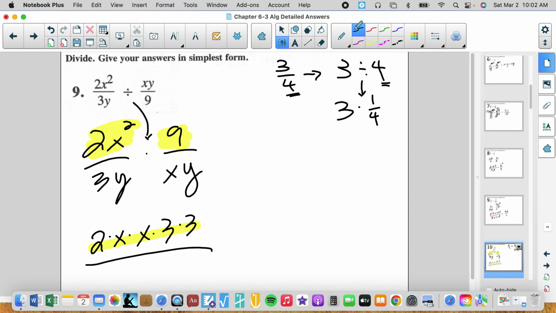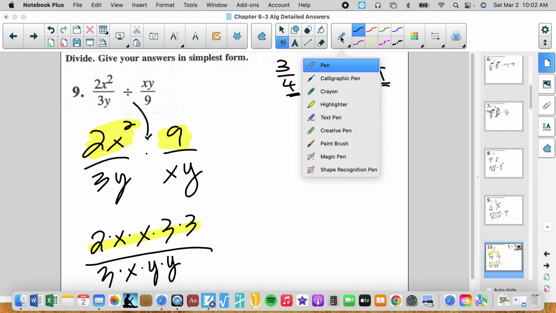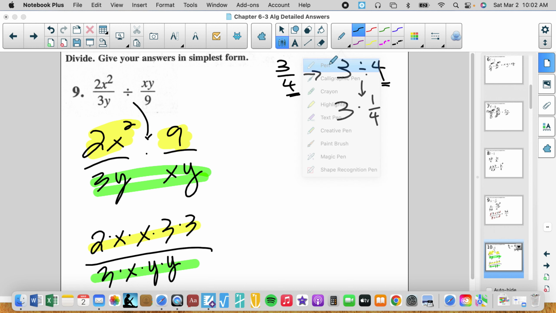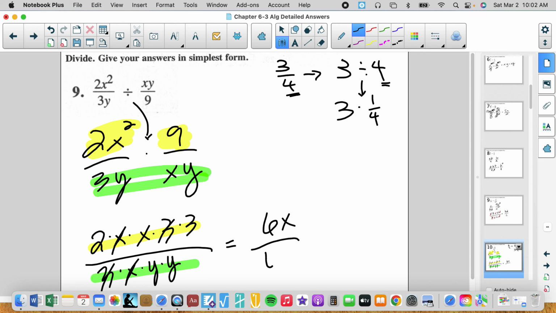And that is going to equal 3 times x times y times y. I guess I don't always put it in standard form. Then what are we going to cancel? We're going to cancel the x's. We're going to cancel a 3. That's 6x over y squared. So not very much canceled there.